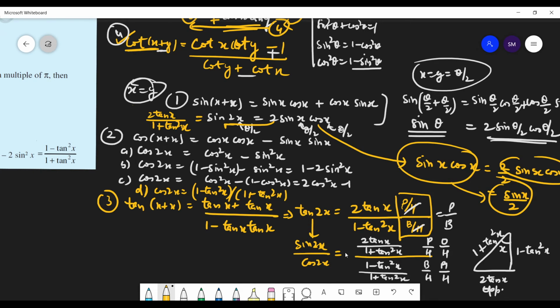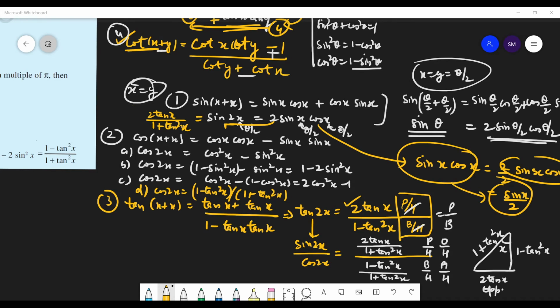But the way I have told you to remember these formulas is tan 2x equals 2 tan x divided by 1 minus tan square x. So these are perpendicular and base, and you divide them by 1 plus tan square x as your hypotenuse. So that gets cancelled and you get back tan 2x. Is this okay, students? Yes, sir. So I'm just making you comfortable with all these formulas. Now I think you will be able to tackle these formulas.